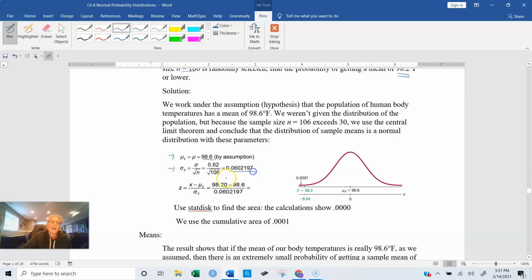My z-score: 98.2 minus the 98.6, divided by my standard deviation. Are we doing good so far? And when you actually type that in, my z-score is a negative 6.64. Now remember, this is in that lower tail, so we're going to use that 0.0001 because it's going to show 0, and we're going to use this.